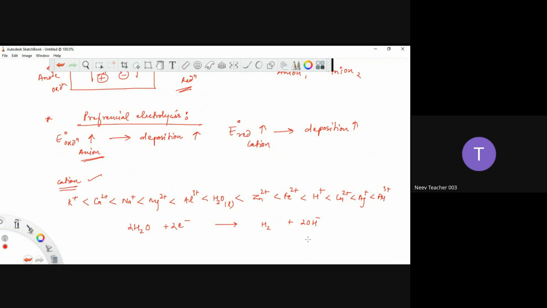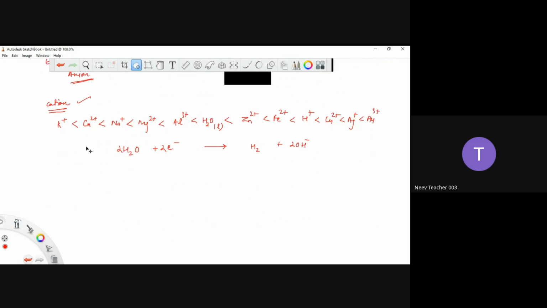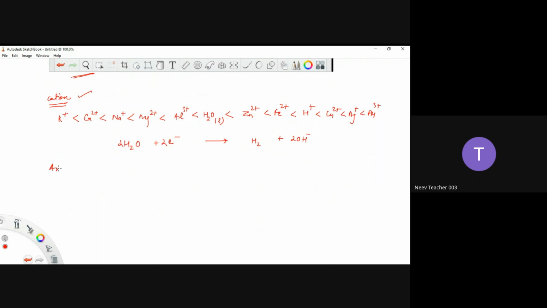Okay. And if it is anode, then we're going to see the anion. So what will be the order of anion in that case? Sulfate will be the least, then nitrate, then H2O, then OH minus, Cl minus, Br minus, I minus. This is the anionic mobility part, you can say, or the tendency of ease of oxidation at the anode.